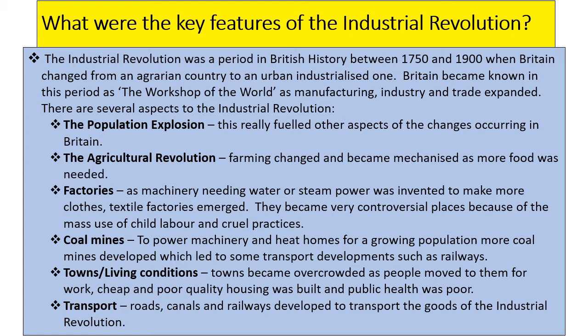As all this is happening, towns and living conditions were not great. Industrial towns developed, and as people lost their jobs in agriculture, they moved to the towns to find work in the factories. Housing was built very quickly, back-to-back housing, very poorly ventilated. Sometimes a family lived in one room and a family lived in the room upstairs. Sometimes hundreds of people would share the same privy, which is a toilet on the street.